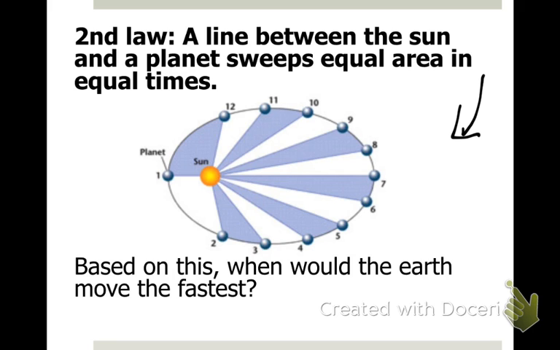And so I want you to decide within your table groups, is the Earth going to move faster from point 1 to 2, 4 to 5, 6 to 7, 8 to 9, 10 to 11, or whatever? So between which two numbers do you think the Earth is going to move the fastest? So go ahead and discuss it with your table groups and pause this video.